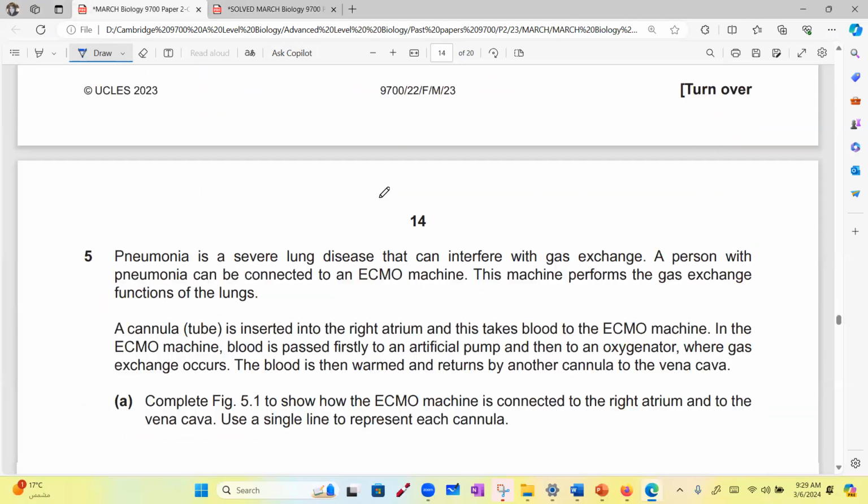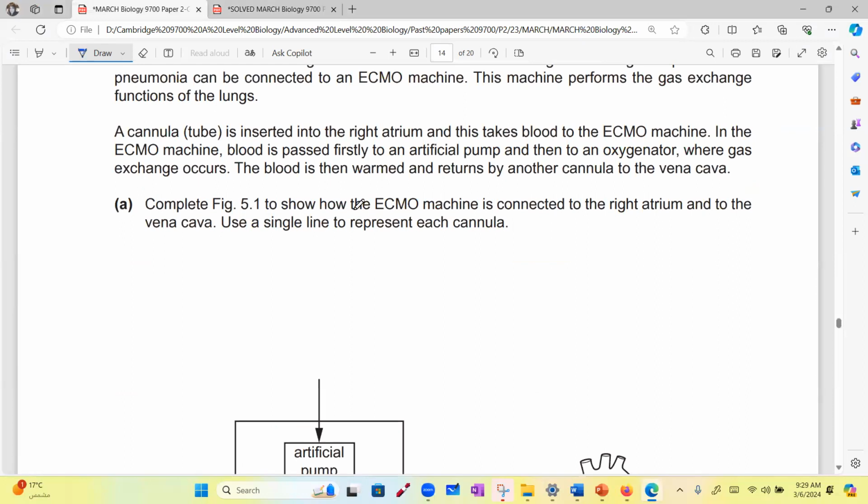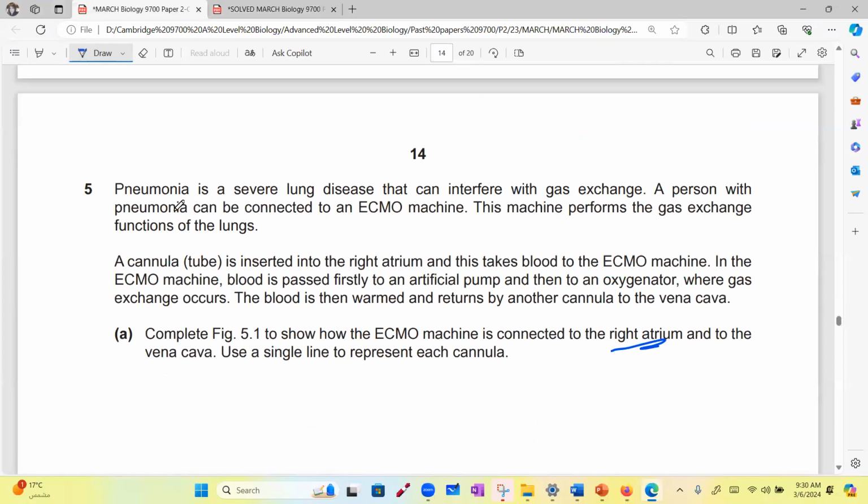Complete the figure to show how the machine is connected to the right atrium and to the vena cava using a single line to represent each cannula. You know what a cannula is? You have to read the question, and they tell you that pneumonia is a severe lung disease that will interfere with the gas exchange. A person with pneumonia can be connected to a machine. This machine will perform the gas exchange, and the tube is inserted to the right atrium, and it will take the blood from the machine to the pump.